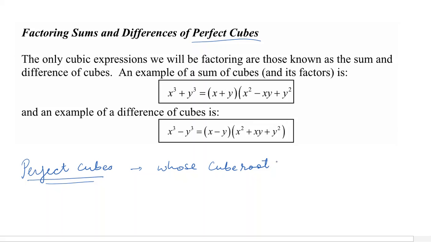So cube root is an integer. Integer means the cube root is a number like 1, 2, 3, 4, or it can be negatives, but no fractions. So these are all integers.